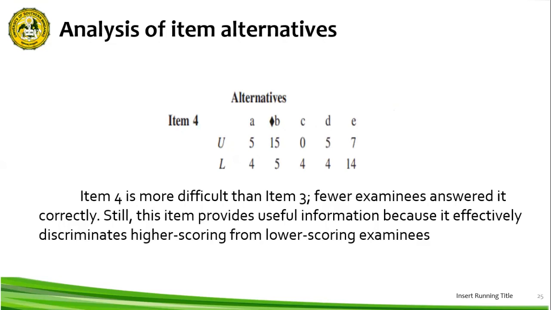Now for item 4, the correct answer is B, with 15 members from the upper group answering it correctly, while only 5 members from the lower group answered it correctly. Item 4 is more difficult than item 3. Fewer examinees answered it correctly. Still, this item provides useful information because it effectively discriminates higher scoring from lower scoring examinees.